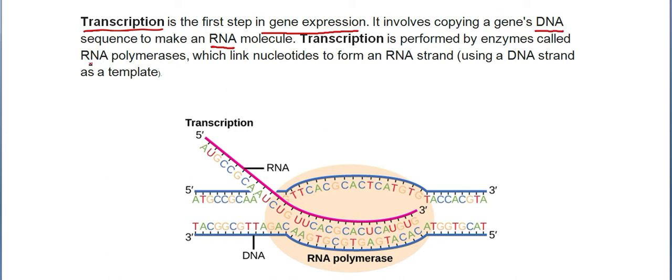And the enzyme which is responsible for the process is called RNA polymerase, in which the nucleotides are joined together and the RNA strand is formed. RNA polymerase polymerizes, and the linking of the nucleotides leads to the formation of the RNA strand.